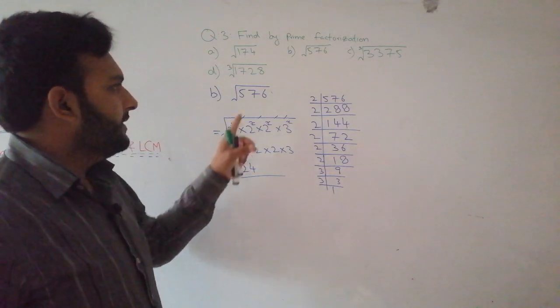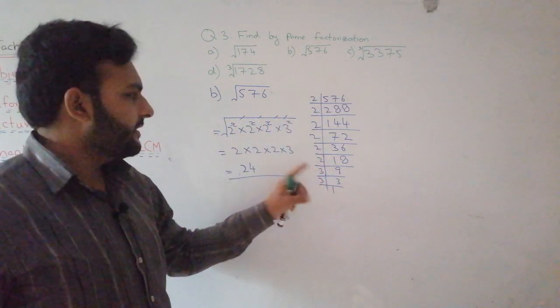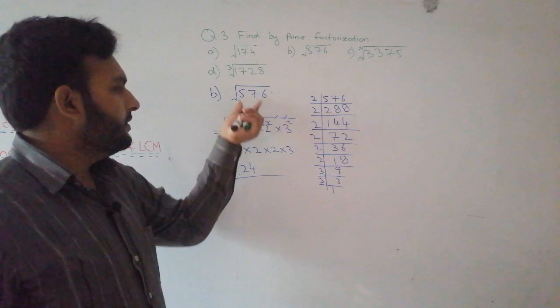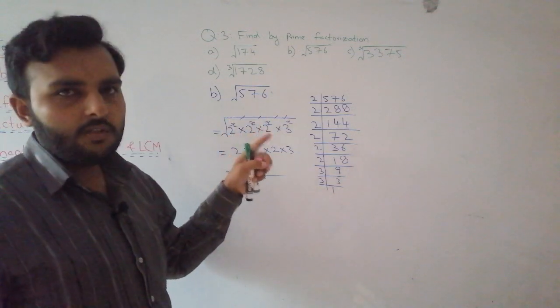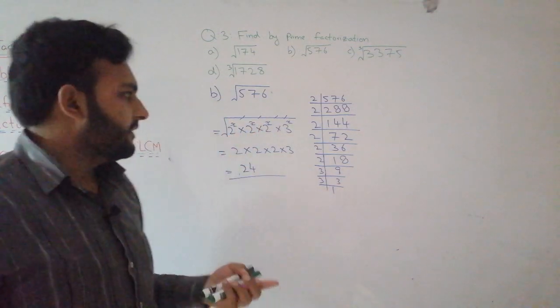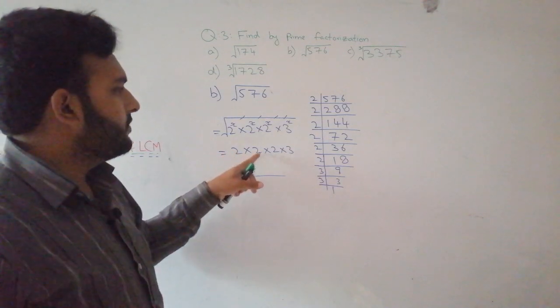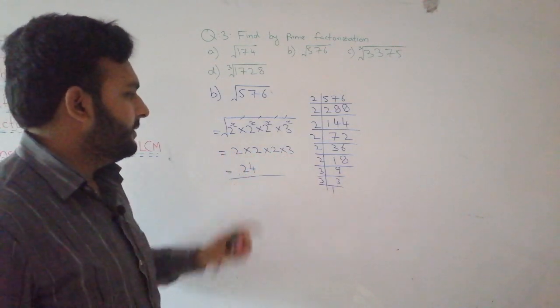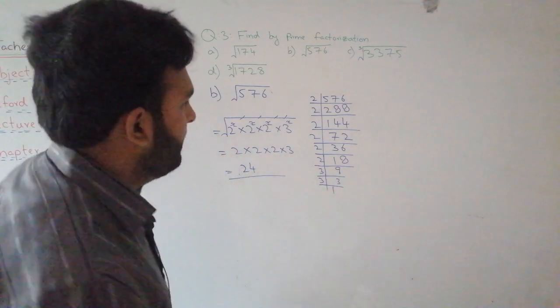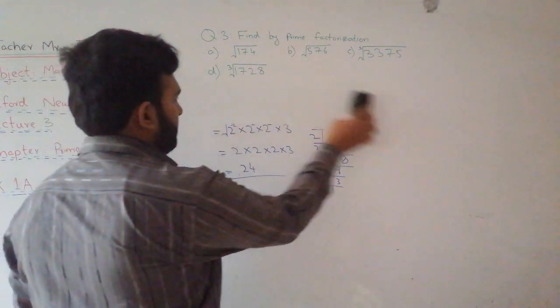Again I will repeat that first of all you will take prime factorization. After that, putting it in the square root, the square root can cancel the square. Okay, after that we will get 2, 2, 2 and 3, so it will be 24. Okay, I will erase and solve the next question.